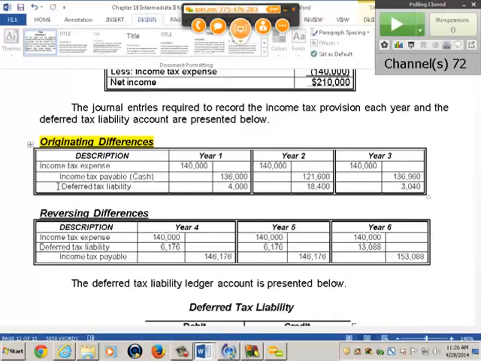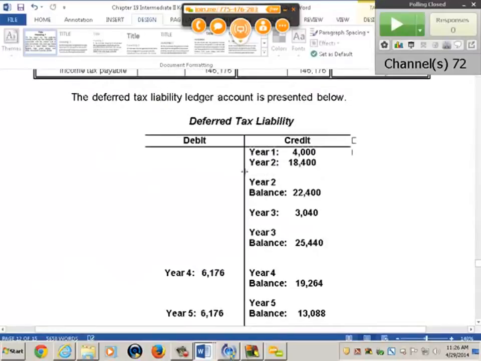Yeah, it's got to say liability because that's where the account is going. If you look at the T account, every line item in here is the provision, but it's going into the liability. So year one's provision is $4,000. Year two deferred provision is $18,400, but the liability is $22,400.